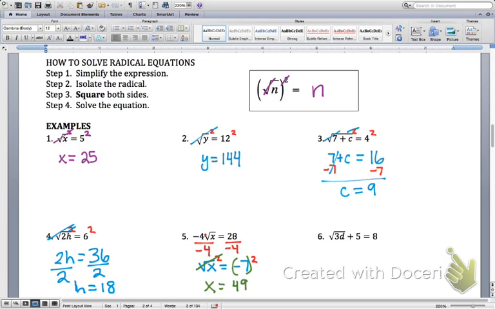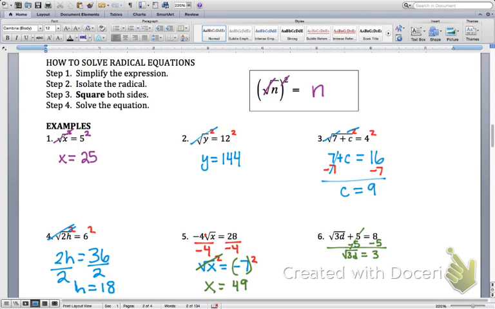Let's move on to number 6. Same thing again, where we have something outside the radical, which is this 5 out here. So we first have to move it to the other side, and the way we can achieve that is by subtracting it over. So I'm going to go ahead and subtract 5 on both sides. This eliminates, so we have square root of 3d equals 3.